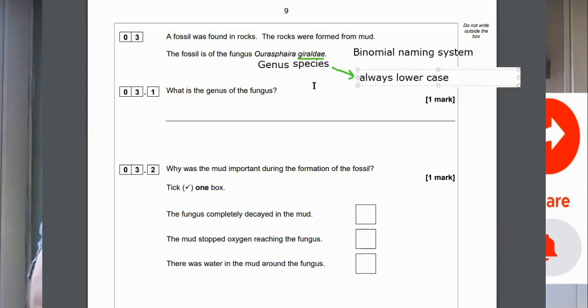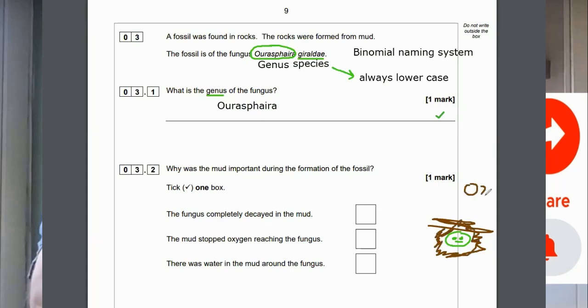This is known as the binomial naming system, and always the species is the one in lowercase, the second word, but the first word is always the genus, the one that begins with a capital. So Aurospharia is the name of the fungus, the first word. Now, you know you're dealing with a binomial system. It will all be in italics, so the words will look a bit freaky.